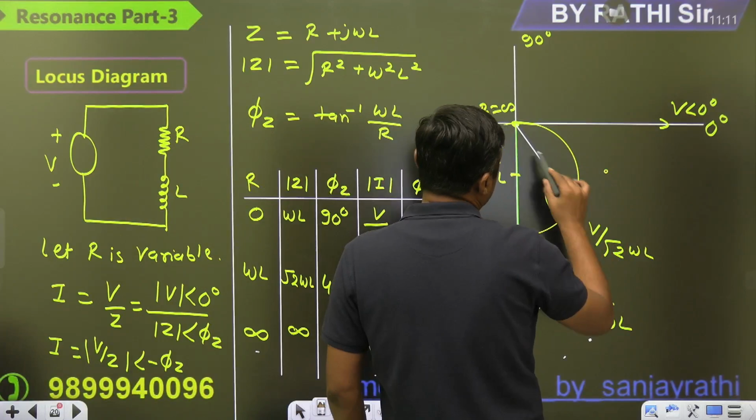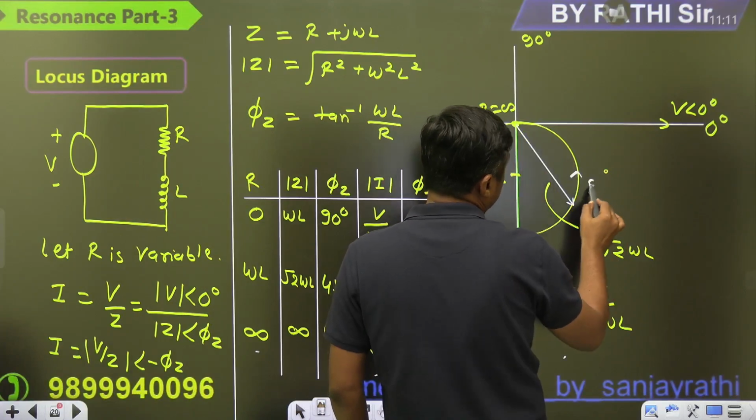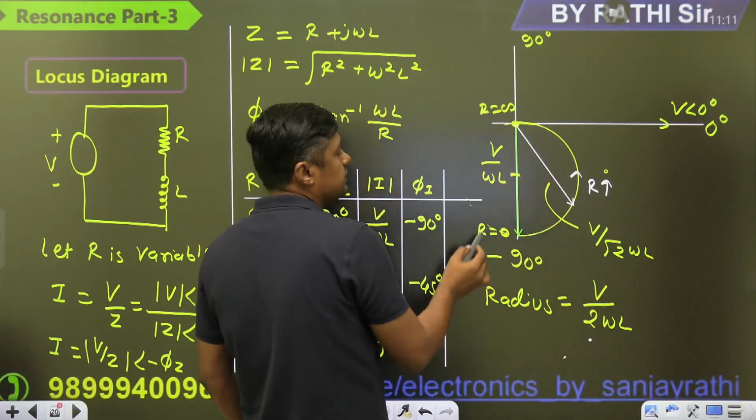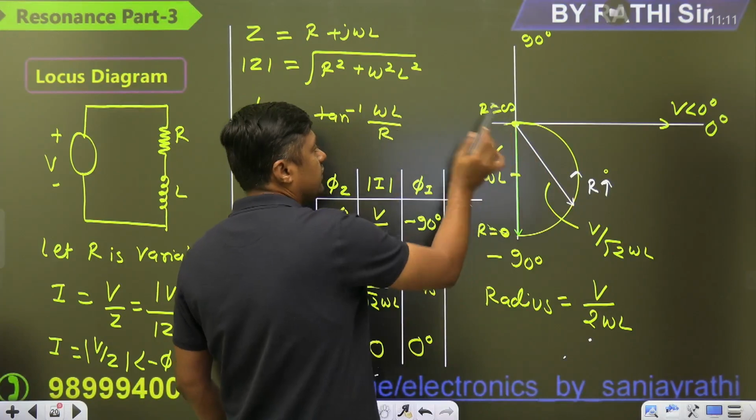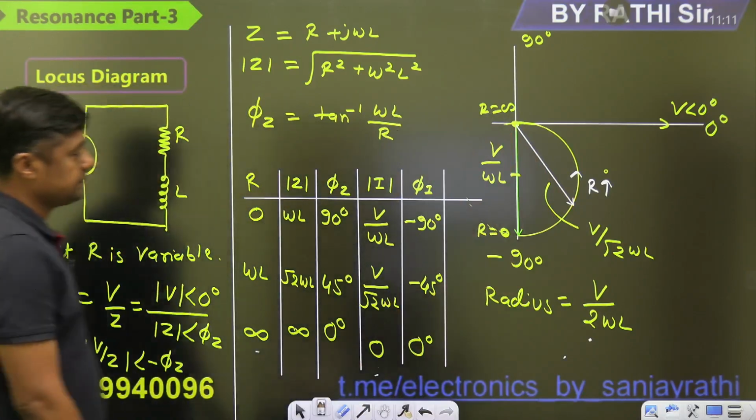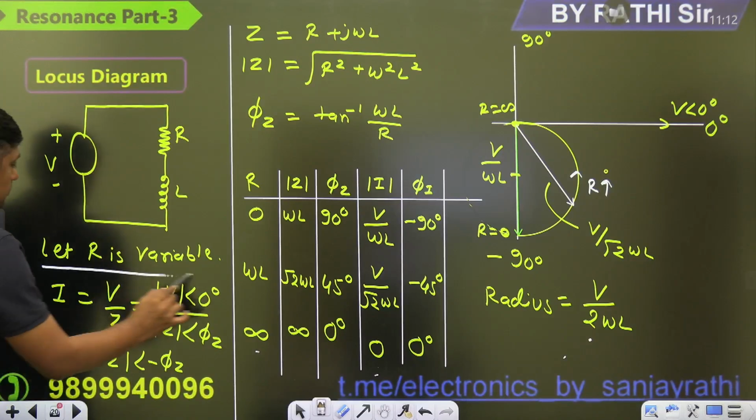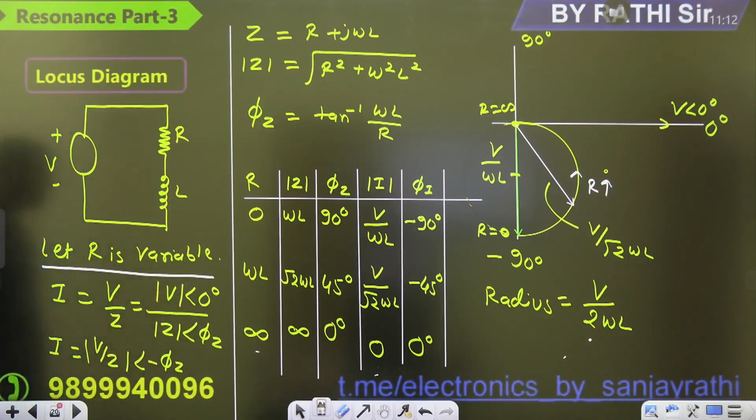So remember, R will vary from this point to this point: 0 to what? Infinity. Now easy. I think now it is clear. When we are drawing, R is variable. Same logic.